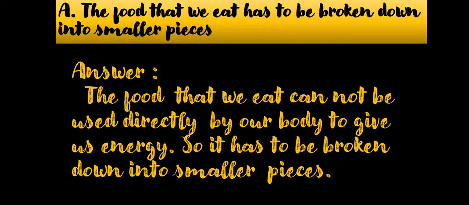Now we have to give reasons why the food that we eat has to be broken down into smaller pieces. So we will give the answer. The food that we eat cannot be used directly by our body to give us energy. So it has to be broken down into smaller pieces.